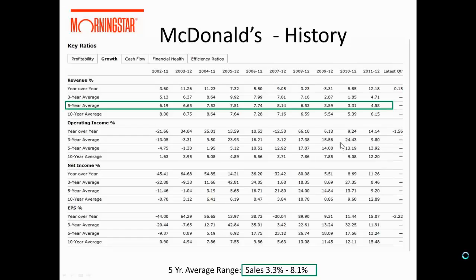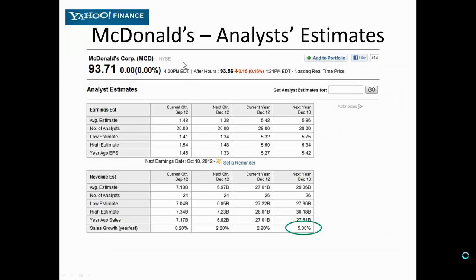Looks to me like the average might be kind of about 5, but I don't have to guess, as I can go over to, and here's a good place, you could go over to Yahoo Finance, and they'll tell you that the analysts think the sales growth for next year for McDonald's is 5.3%. Well, that seems pretty consistent with what my history looks like, so I think I'll use that number.